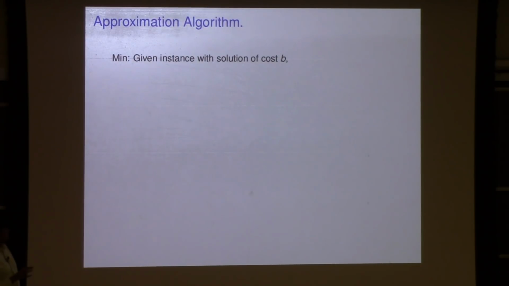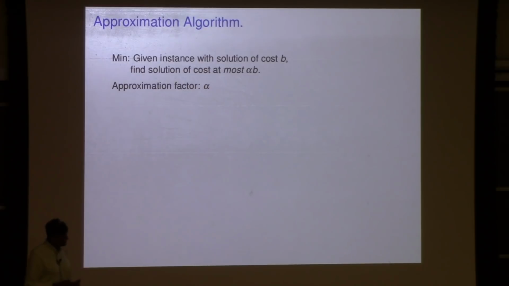Say you have a problem, and you're given an instance, and the cost of the optimal solution is B. It's a minimization problem. Say you build an algorithm that you can prove always produces solutions whose cost is at most alpha times B. The approximation factor for that algorithm is alpha.